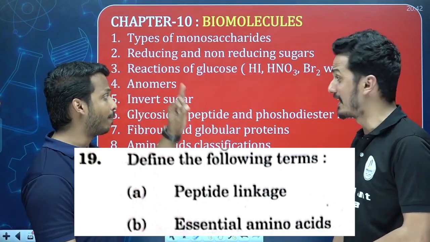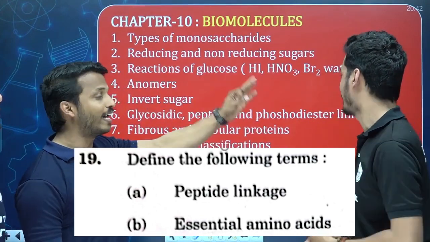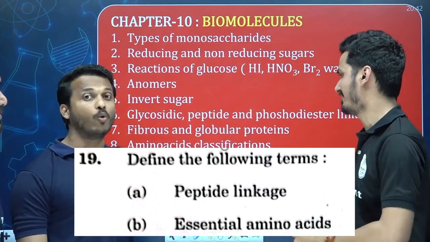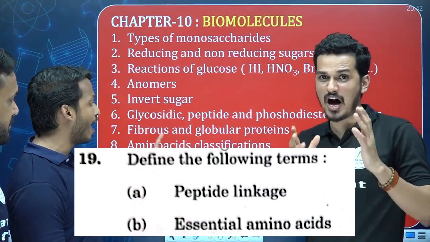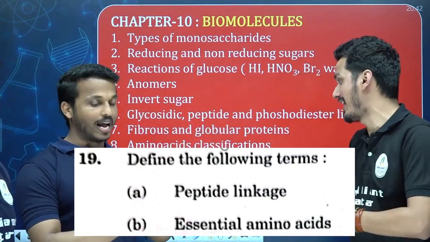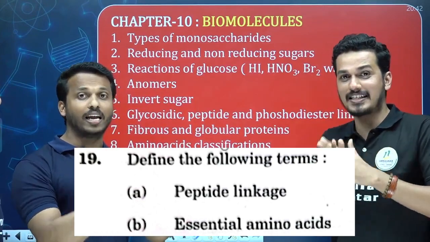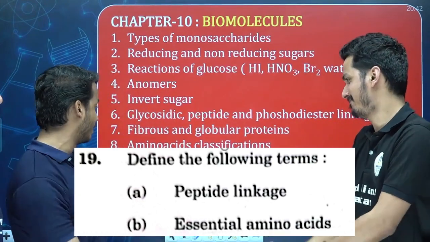Where is the peptide linkage? Where is the ester linkage? Study what it is with example. Amino acids: essential, non-essential, acidic, basic, neutral amino acids.